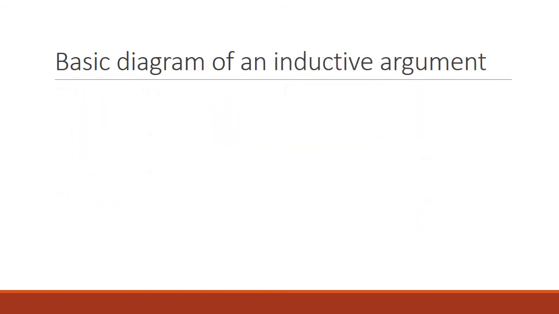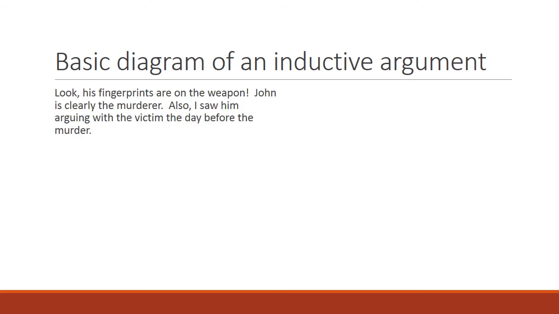Now let's look at how you would diagram an inductive argument. Here's an example. Look, his fingerprints are on the weapon. John is clearly the murderer. Also, you know, I saw him arguing with the victim the day before the murder. This author is trying to get us to believe that John is the murderer. Let's see if we can outline the elements of that argument by making a list of statements.